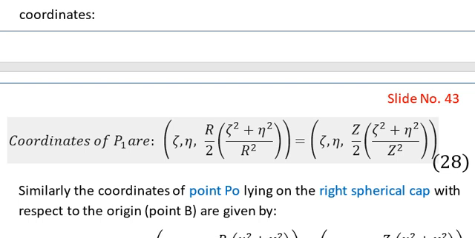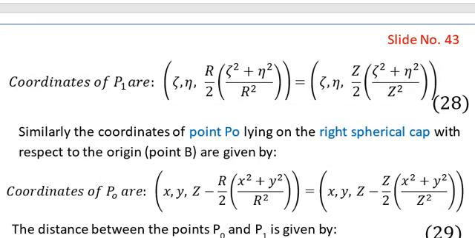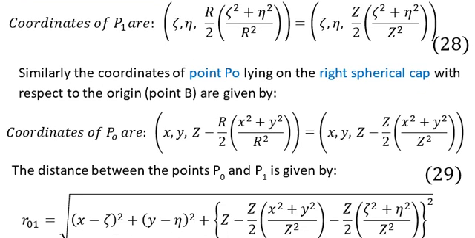And you know that we can replace r by capital Z in order to write the expression in a more general form on the right hand side in equation number 28. So similarly, on a similar basis, we can write down the coordinate system for the point P0 lying on the right side spherical cap.